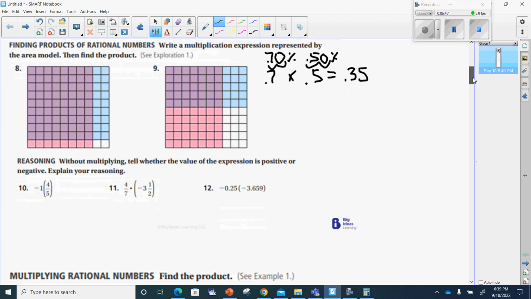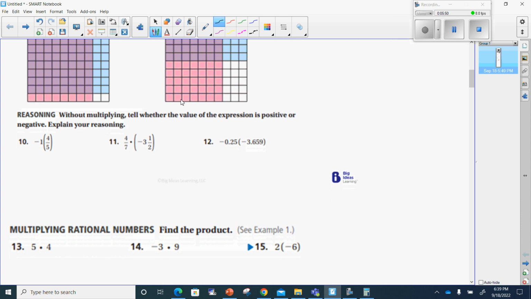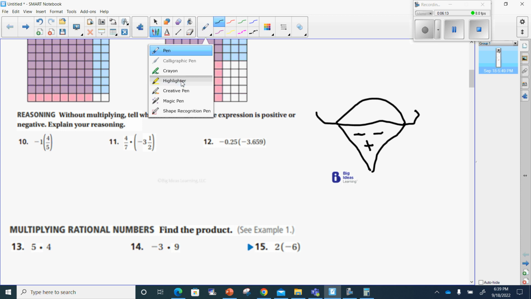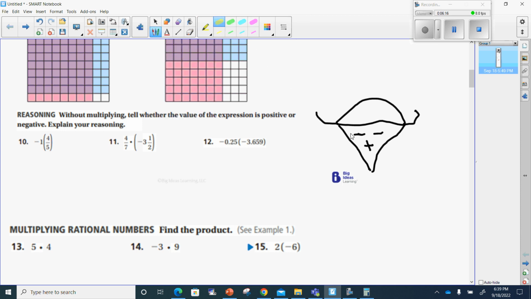Let's go down to number 11. Without multiplying, tell whether the value of the expression is positive or negative. Remember I showed you in class, whenever you're doing multiplication problems, a negative times a negative is a positive, positive times a negative is a negative. You can use Mr. Dorito head like I taught in class if you want. And whenever you want to figure out which is which, a negative times a negative equals a positive. A negative times a positive equals a negative.